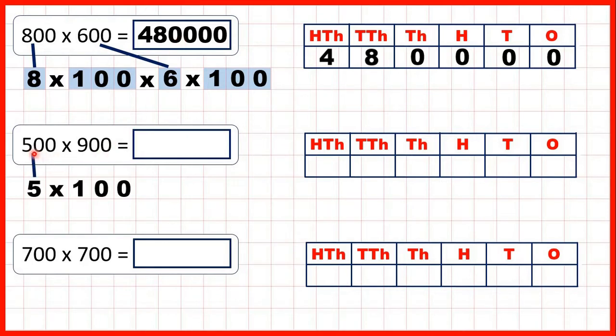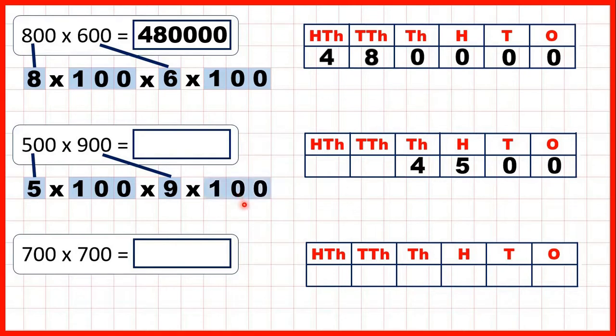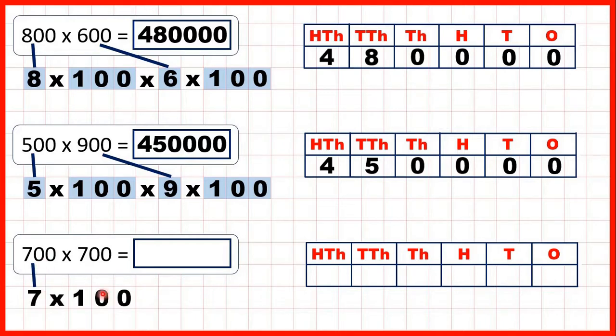Now 500 is 5 times 100, and we're multiplying by 900, which is 9 times 100. Again, we can multiply in any order, and 5 times 9 is 45. When we multiply by 100, digits move 2 squares across, and we're multiplying by 100 again, so we need to move the digits another 2 place values across to give us our answer, 450,000.